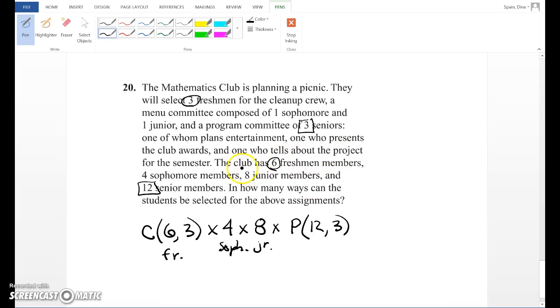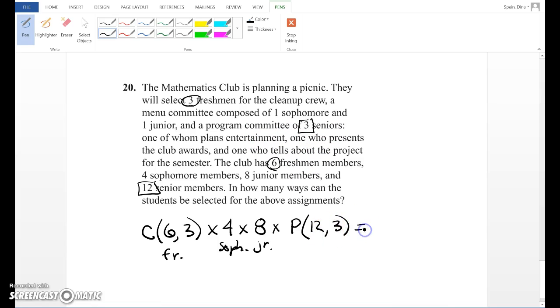All right. And then it says the club has all these different members in it. In how many ways can the students be selected for the above assignments? All of those assignments have to be made. This was the cleanup crew, the 3 freshmen. This is the menu committee, these 2 people. One is a sophomore, one is a junior. And then the 3 seniors are on the program committee. And they have 3 distinct job duties.